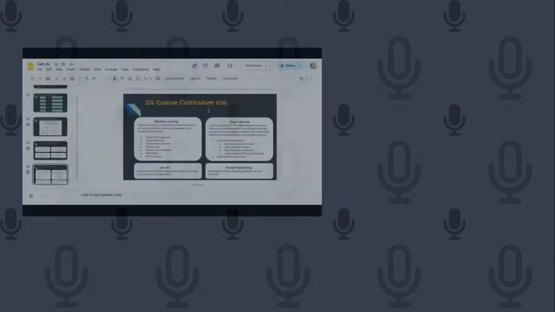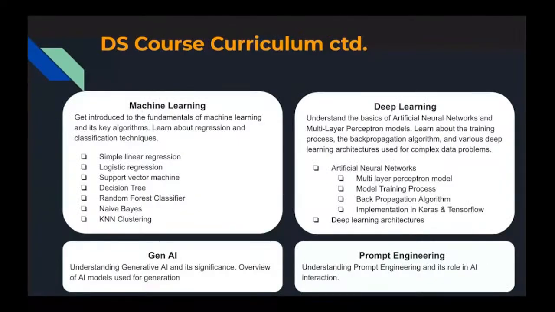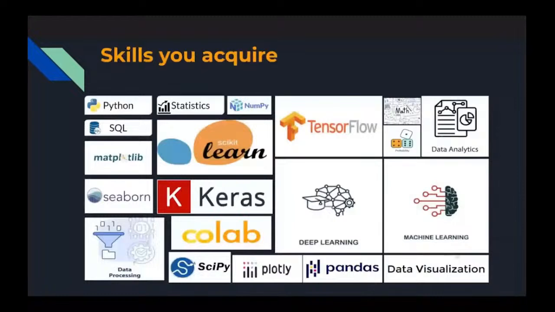Let me share the slide again. I have already sent the document for you, so you can also go through the curriculum, what we are covering in this particular course. And the skills you acquire. These are the different skill sets you are going to acquire in this course. We are going to learn TensorFlow, data analytics, machine learning, pandas, data processing. What is data processing and all, don't worry right now.